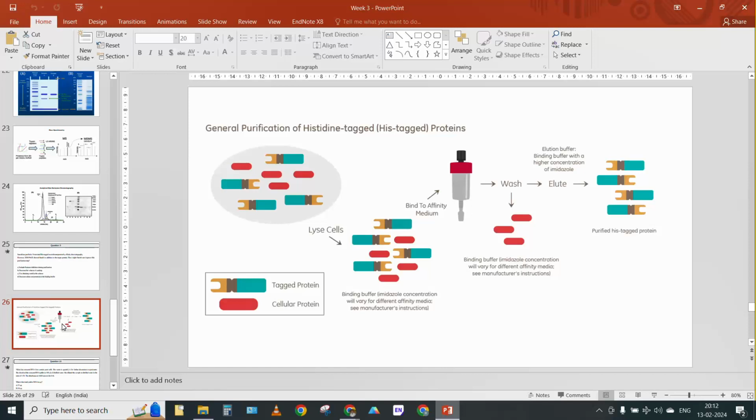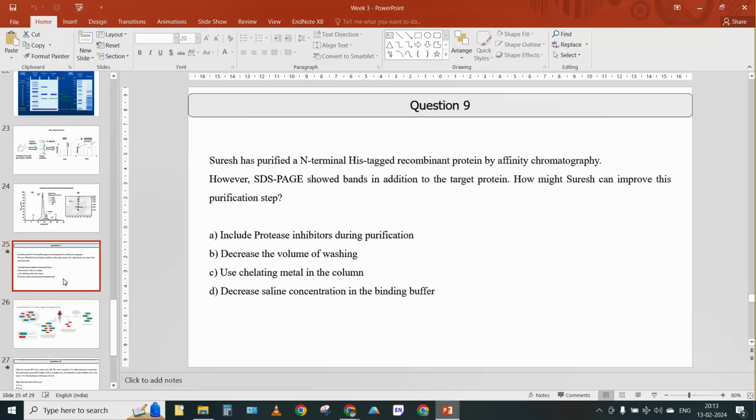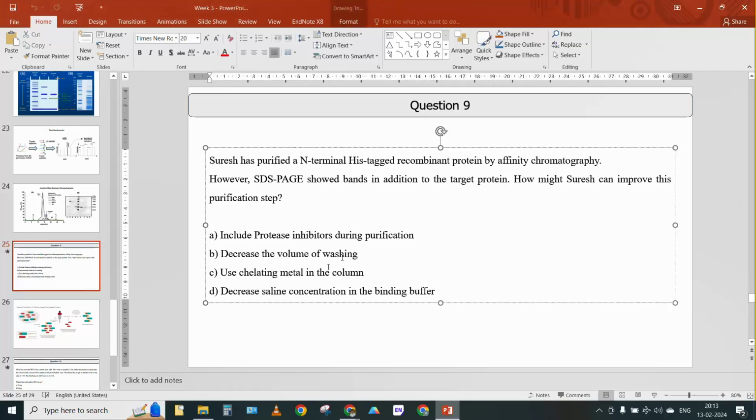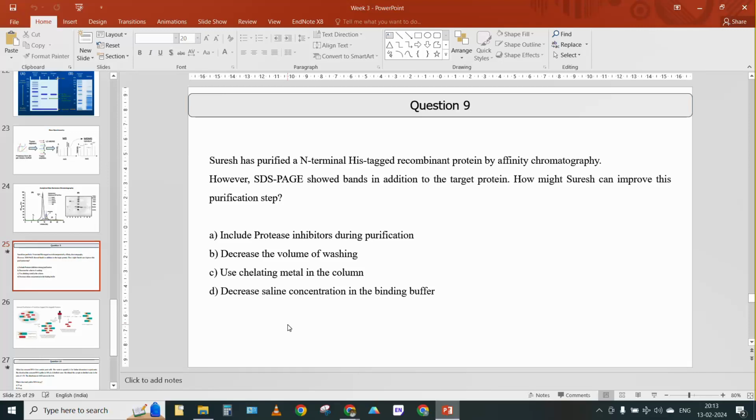It is also suitable for purifying dual tagged proteins, with a histidine tag at one end and a different tag at the other end. So by using these purification steps, Suresh must have used histidine tag protein purification. According to all these theories and principles, he should have gone with option A, which includes the protease inhibitor during the purification step. So am I clear? Yes, sir, clear.